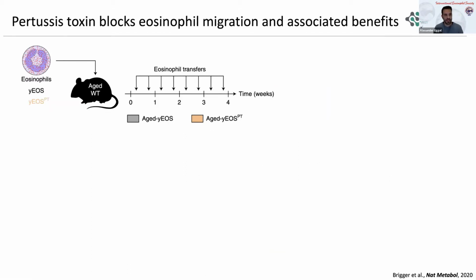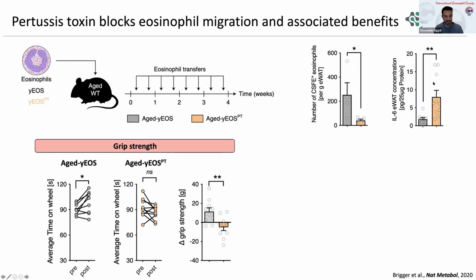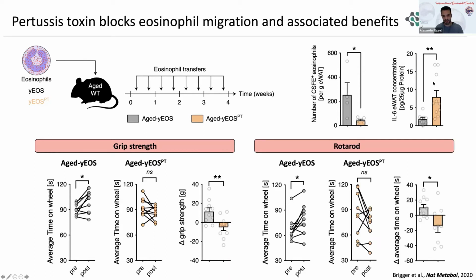We also showed that the eosinophils have to migrate to adipose tissue, because if we block their migration with pertussis toxin, we don't see this beneficial effect. This is a protocol that has been very nicely established by David Furinger and has been published. So if we pre-treat those eosinophils to be transferred with pertussis toxin, we see fewer eosinophils in the fat, IL-6 levels are higher, and grip strength is not ameliorated. Rotarod is also not ameliorated upon transfer.